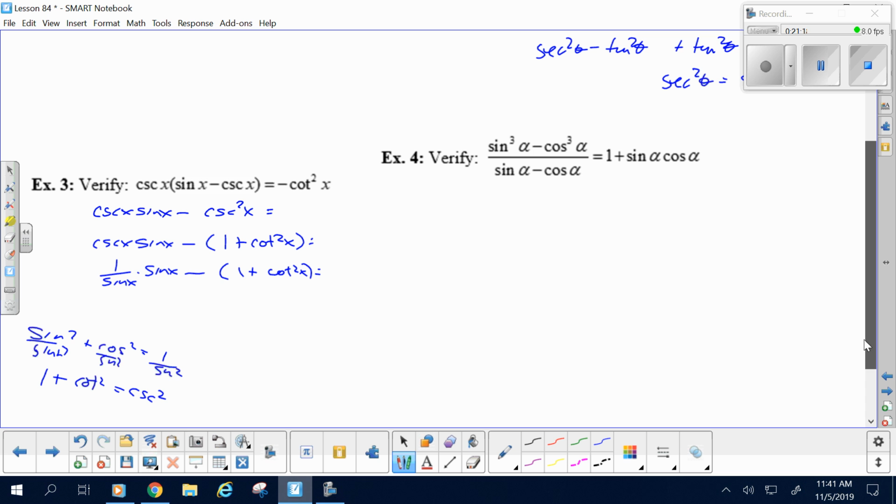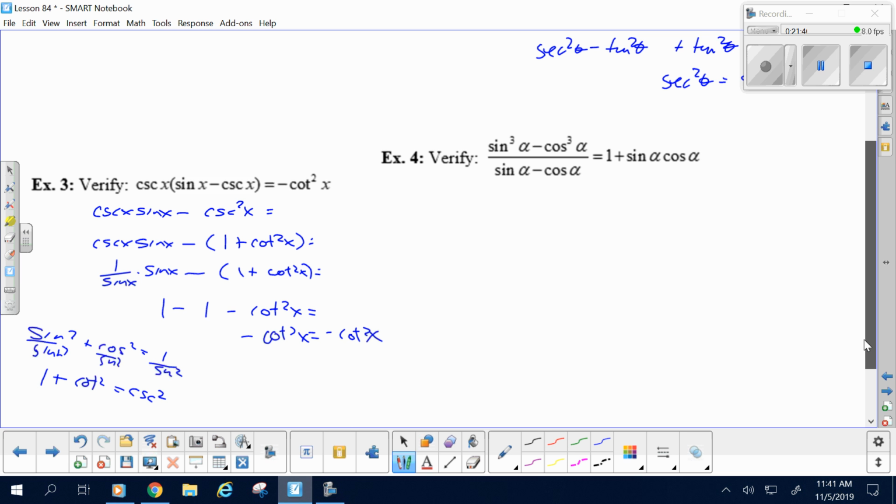Okay, then they divide out. You do have to show that step. 1 minus, distribute the negative, 1 minus 1 minus cotangent squared is negative cotangent squared. Right? We distributed the negative. The ones went away, we got a negative cotangent squared, all is well.